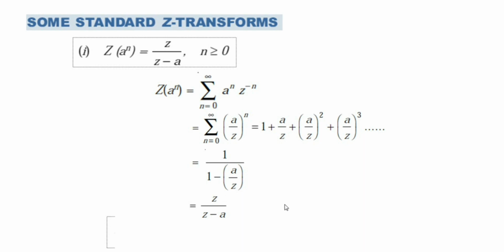Let us see some particular cases. Z{1}, that is Z{1^n}, is z/(z-1). Here a is directly replaced with 1, and we obtain Z{1} as z/(z-1). Z{k} is kz/(z-1), where k is a constant.